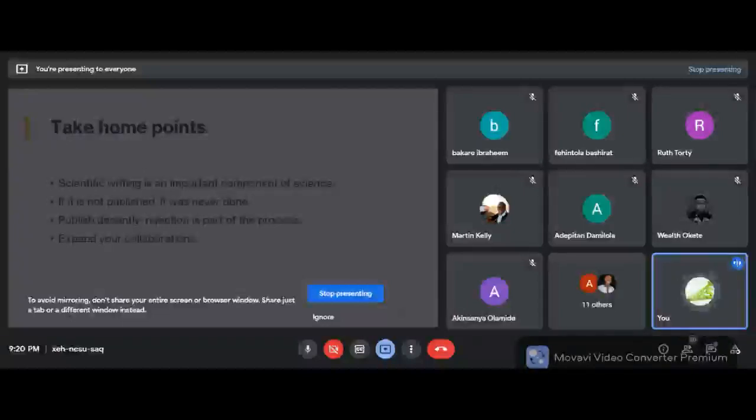And then again, publish decently. We all know this maxim in academia: it's either you publish or you perish. This pushes a number of people to publish anything anyhow, so as to increase the number of publications in their names and the like.